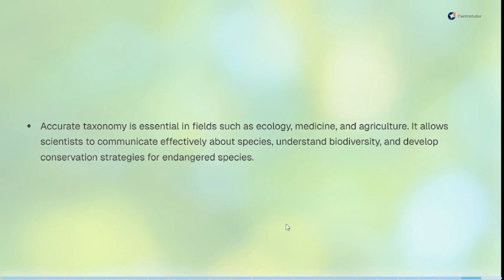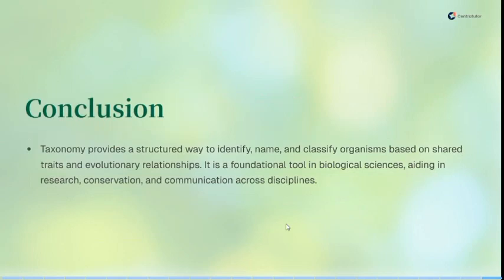So in conclusion, taxonomy provides a structured way to name and classify organisms based on shared traits and evolutionary relationships. It's a foundational tool in biological science, aiding in research, conservation, and communication across disciplines.